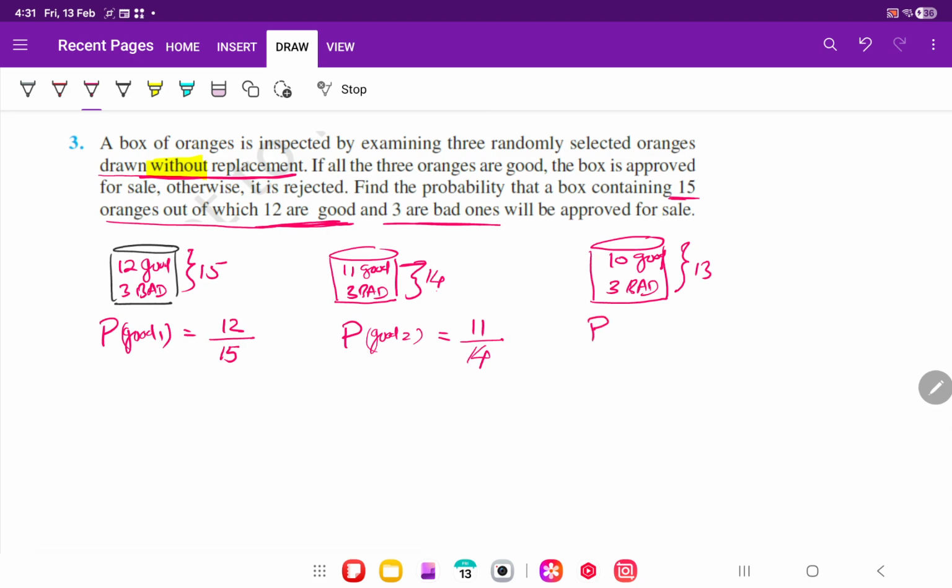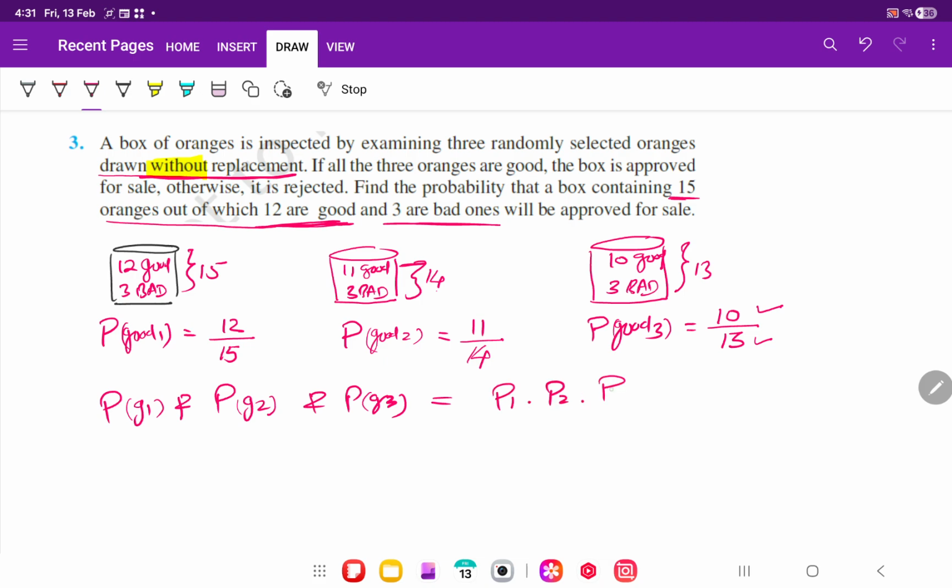What is the probability that third one is also good? That will be favorable by total. Correct? Favorable is 10, which is good, and total is 13. We want all good. We want this one good and second good and third good. So what we should do? P1 into P2 into P3. We should multiply, correct? So 12 by 15, 11 by 14 and 10 by 13.